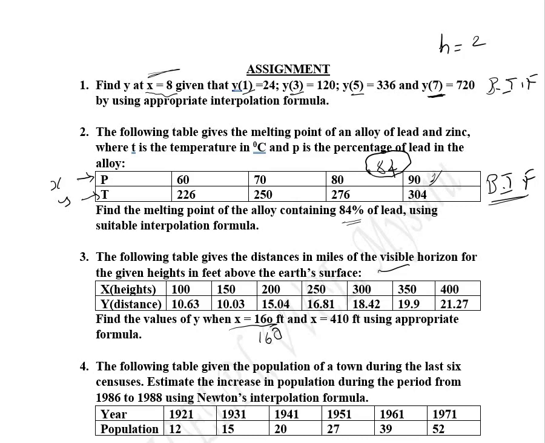So when you are going to find the value of y when x is equal to 160, use a forward interpolation. And similarly, when you are going to find the value of y at x is equal to 410, this is nearer to xn. So here use the backward interpolation. So at 160 use the forward interpolation, at 410 use the backward interpolation.